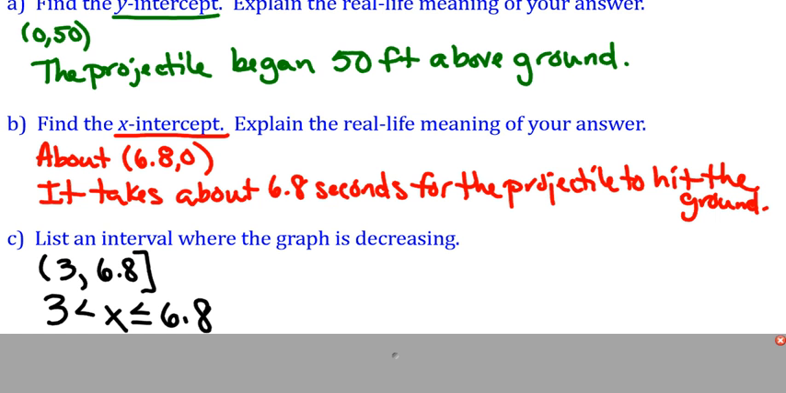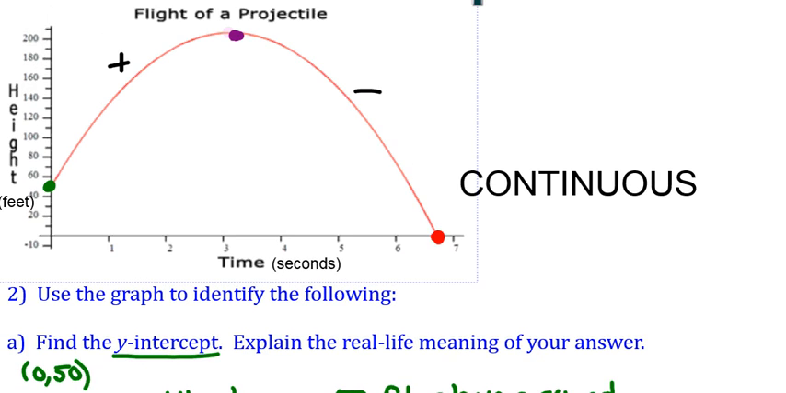So that's where it was decreasing. We also want to know, well, where was it increasing? So if we go back to our graph, we know it was launched and it increases until it turns to decreasing. Well, it started increasing from 0, a definite beginning, and then it changed at 3.